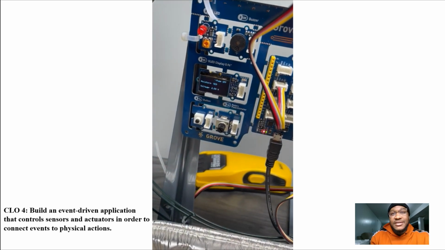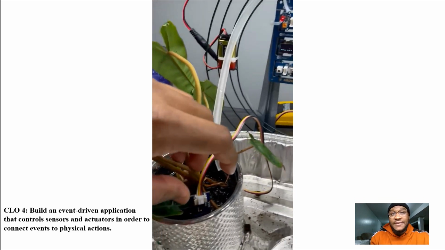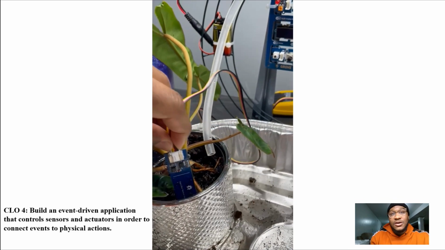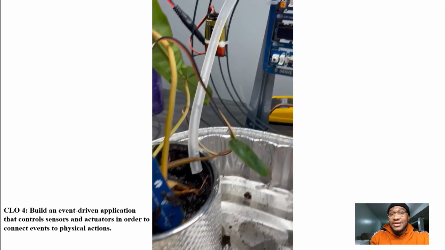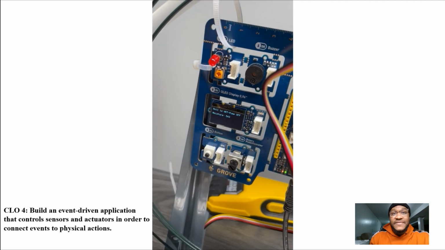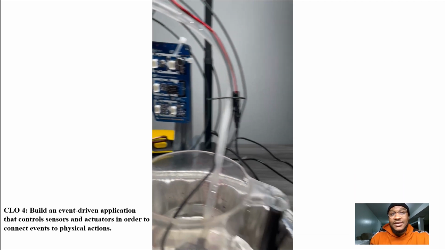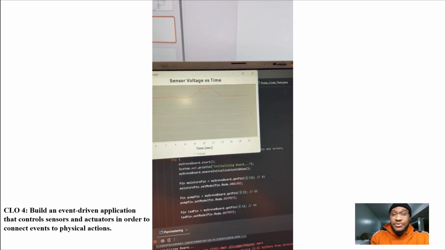These conditional statements represent a state machine where the system transitions between dry, turn pump and LED on; moist, turn pump and LED on; wet, turn pump and LED off. This event-driven behavior lets the code react to sensor input automatically without any button or user input.